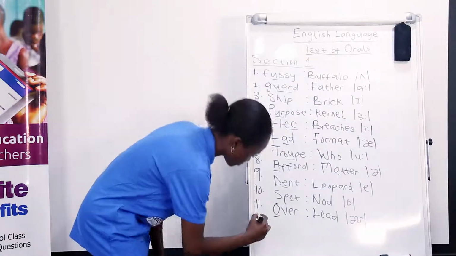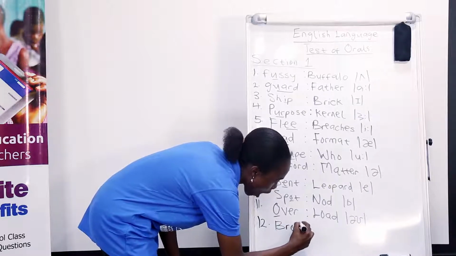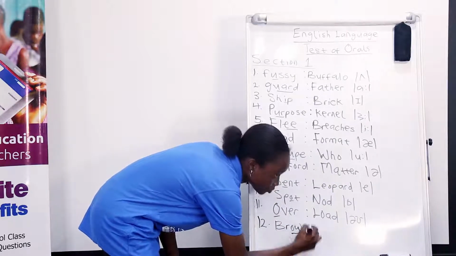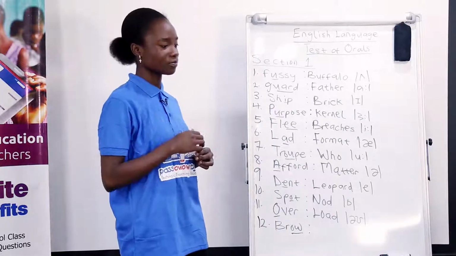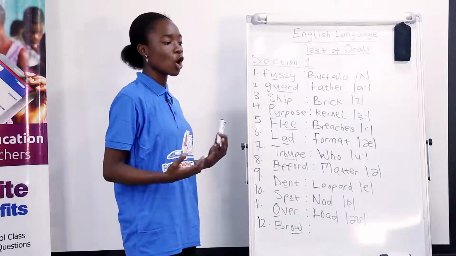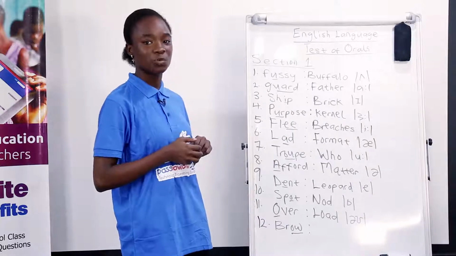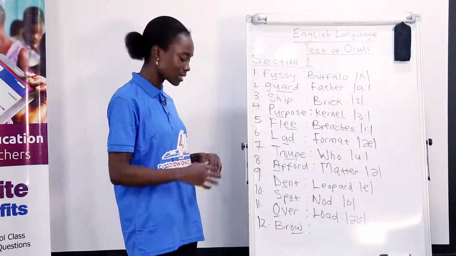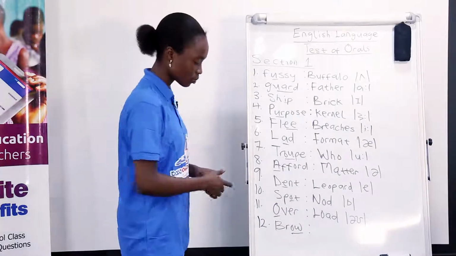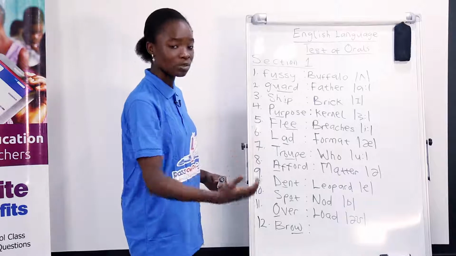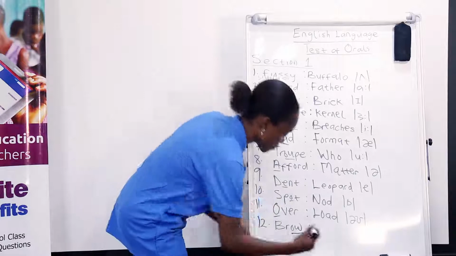Number twelve, we have brow. Option A, we have slosh. Option B, we have no. Option C, we have now. And option D, we have show. So the correct answer is now, the ow sound. When we have brow and now, that's the ow sound. It's a diphthong.